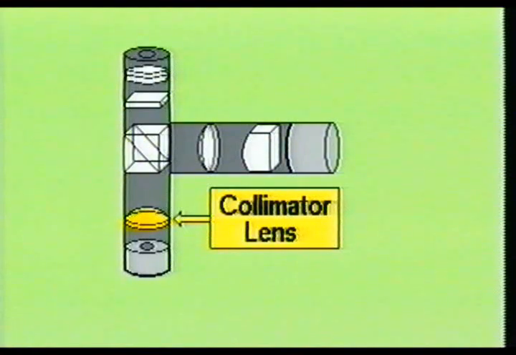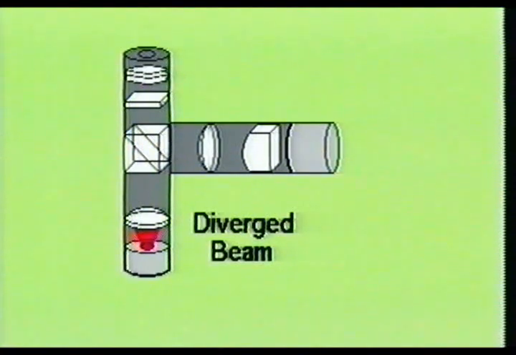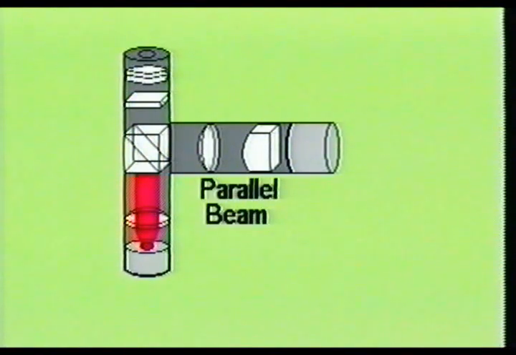Here you see the collimator lens. The purpose of the collimator lens is to ensure that the electromagnetic waves of light energy are in parallel. When the laser diode emits its monochromatic coherent beam of light energy, the beam will diverge or spread out over a given distance. In other words, the laser light energy waves are not in parallel. When the diverged beam passes through the collimator lens, the rays of light energy are forced to travel in parallel with one another.